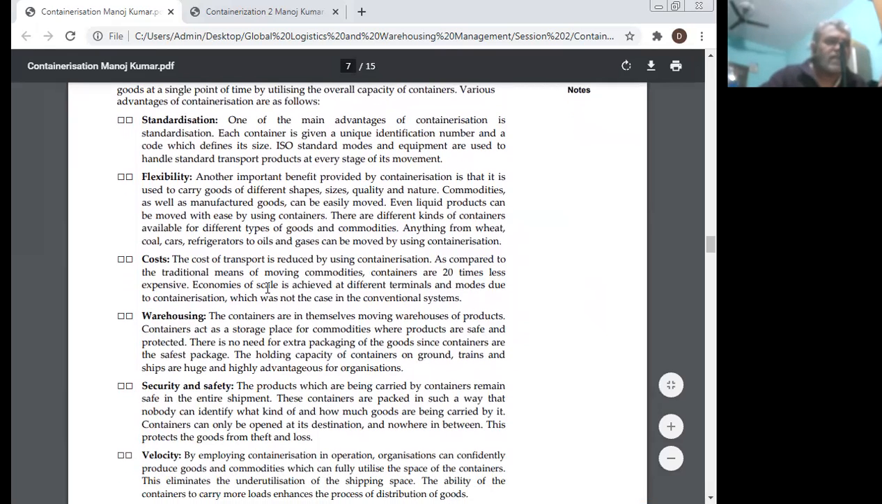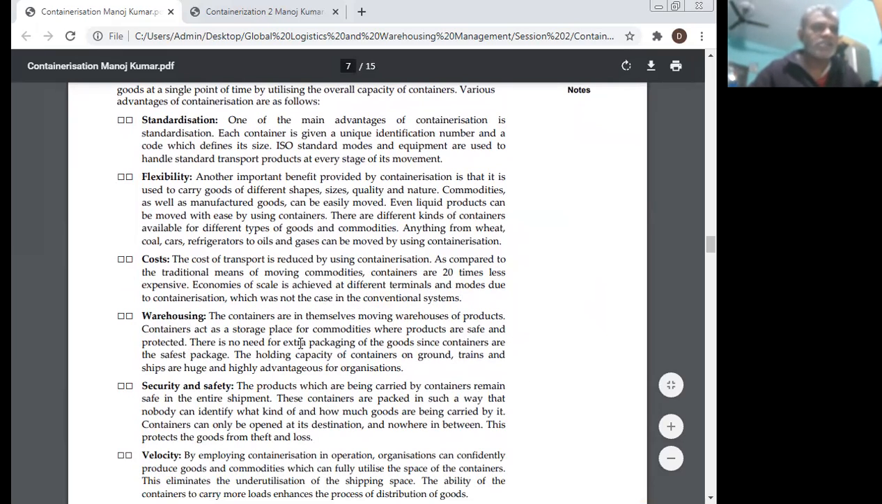Cost. The cost of transport is reduced by using containerization as compared to the traditional means of moving the commodity. Containers are 20 times less expensive. Economies of scale are achieved at different terminals and modes due to containerization, which is not the case in the conventional system.